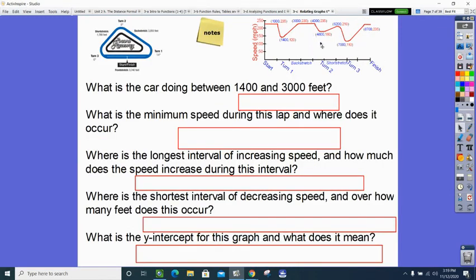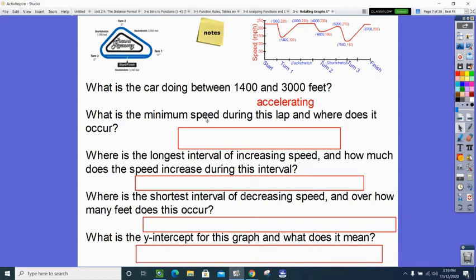I got the graph up here. I apologize that the little thing about feet here got taken off, the label from the last slide. Okay, what is the car doing between 1,400 and 3,000 feet? Now remember, feet is your x. Do you see it right there? Between 1,400 and 3,000 feet, what is the car doing? Did you think? Accelerating, it's speeding up, right?